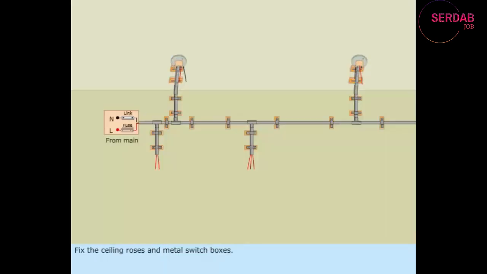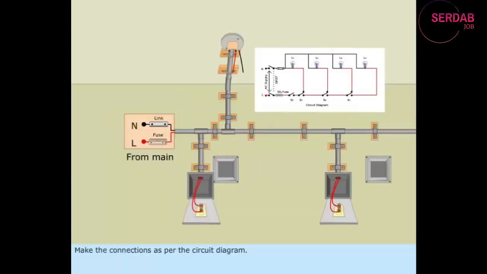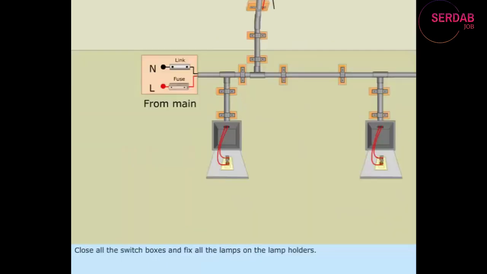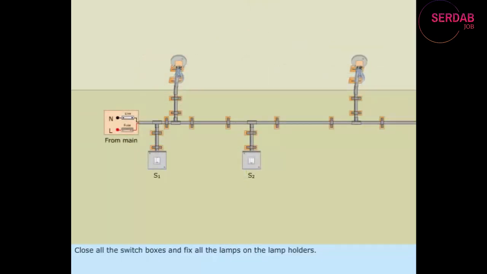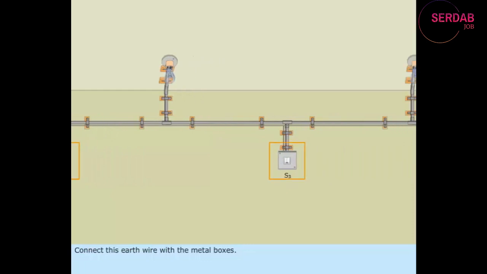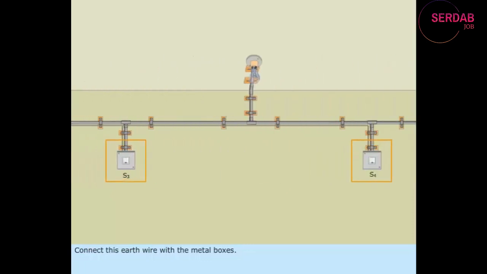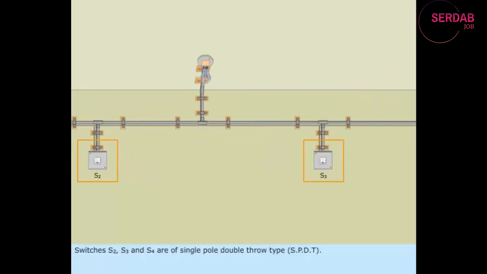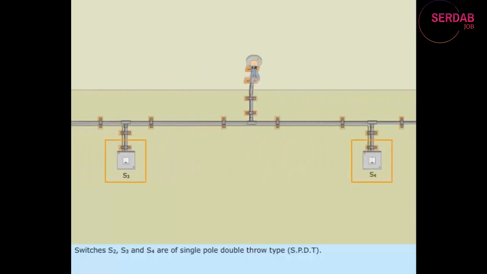Fix the ceiling roses and metal switch boxes. Make the connections as per the circuit diagram. Close all the switch boxes and fix all the lamps on the lamp holders. Insert the earth wire through the saddles and draw it along the metal conduit. Connect this earth wire with the metal boxes. Switches S2, S3, and S4 are of single pole double throw type, SPDT.